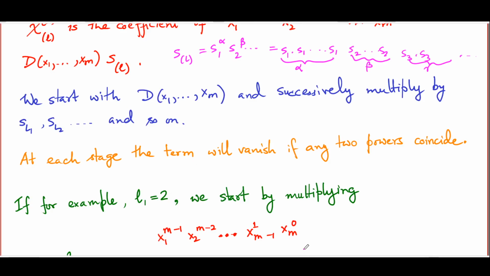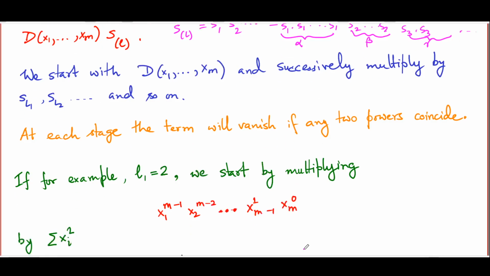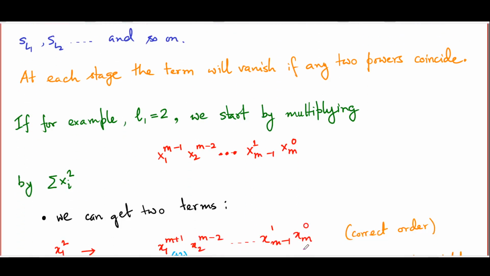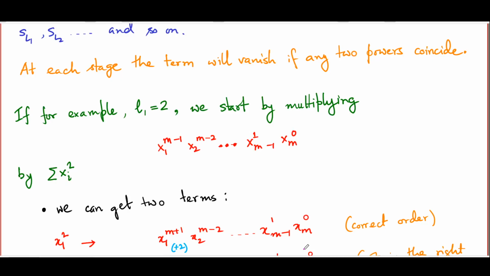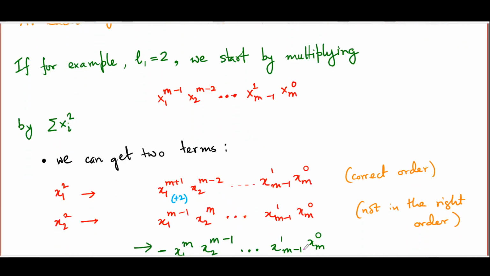Since we are looking at S2 here, because L1 is 2, we are multiplying this by the sum of xi squares. Now, if we remember the rules, there can only be two possible terms here. One term can be obtained by multiplication through x1 square in this sum, which will move this m minus 1 all the way up to m plus 1, increases by 2. And then you have x2 to the m minus 2, x3 to the m minus 3, and so on.